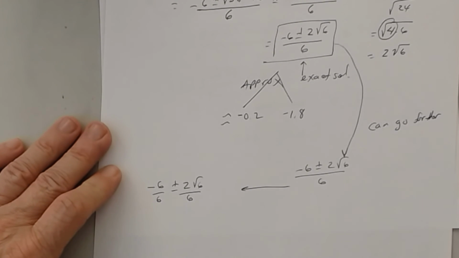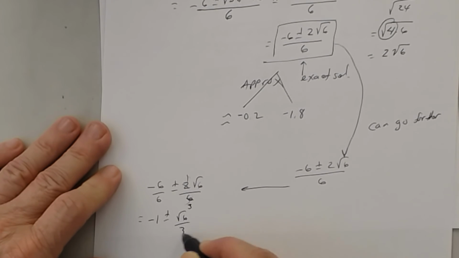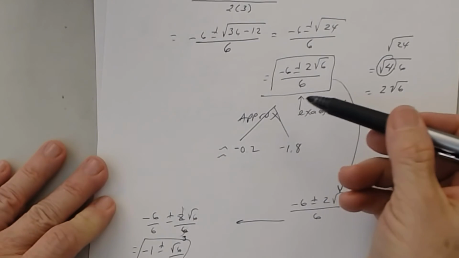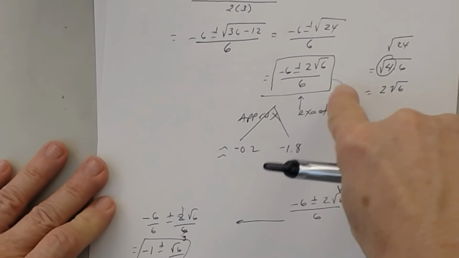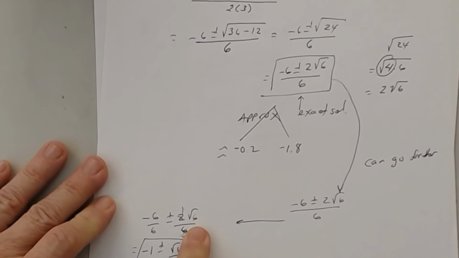Yeah. And then I can reduce negative 6 divided by 6, which is what? Negative 1 plus or minus, and I can reduce 2/6 here, which is 1 divided by 3. So that's the square root of 6 divided by 3. So that's one way. But you can stop here, though.